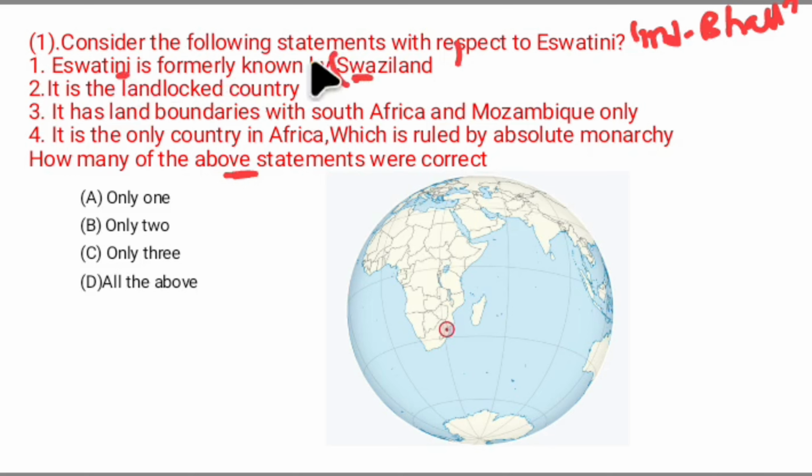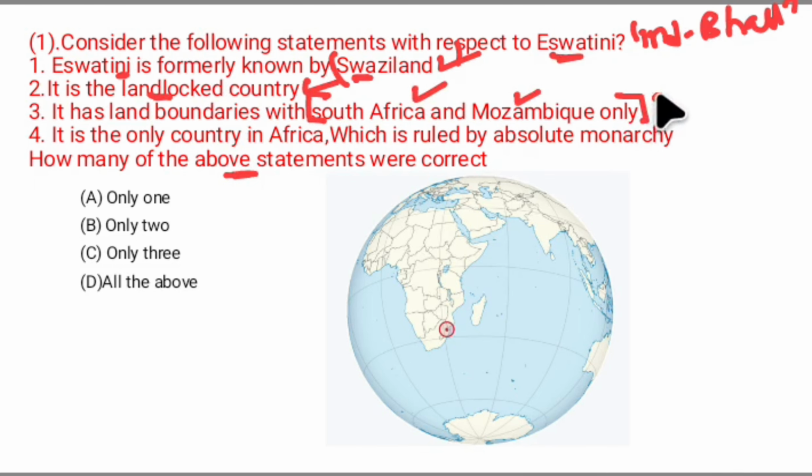And the second statement says it is a landlocked country. Yes, this is what I firstly discussed. It is a landlocked nation. This is also a right statement. And the third statement says it has land boundaries with South Africa. Yes, true. And Mozambique only. Yes, only Mozambique and South Africa have land boundaries with this Eswatini nation. So the third statement is also true.